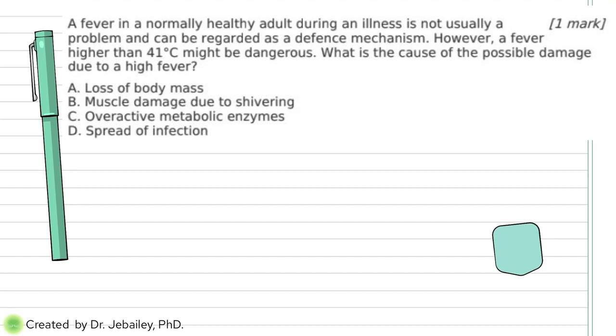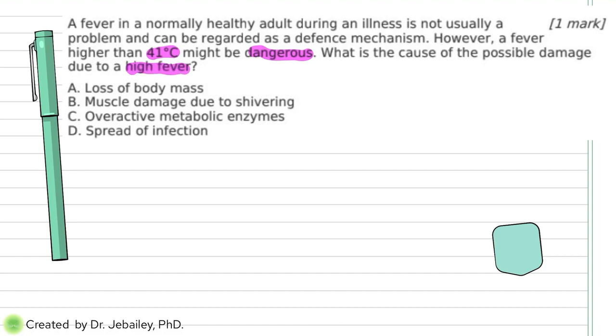So reading the first question here, it says, a fever normally in a healthy adult during illness is not usually a problem and can be regarded as a defense mechanism. However, if a fever is higher than 41, it might be dangerous. What is the cause of a possible damage due to the high fever?